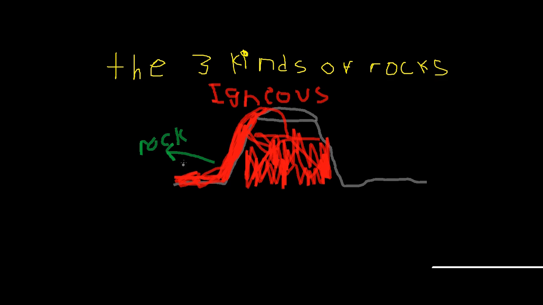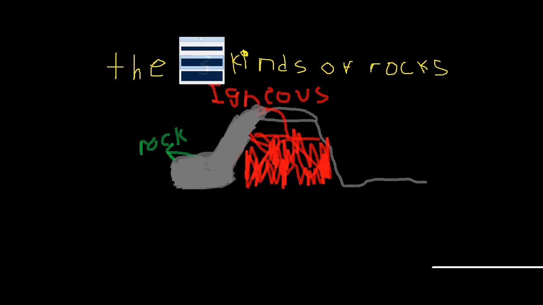So, let me draw in some igneous rock over here. That magma is all gone, and it's replaced with the igneous rock, which was the cooled down magma. But that's not the only way for it to happen.